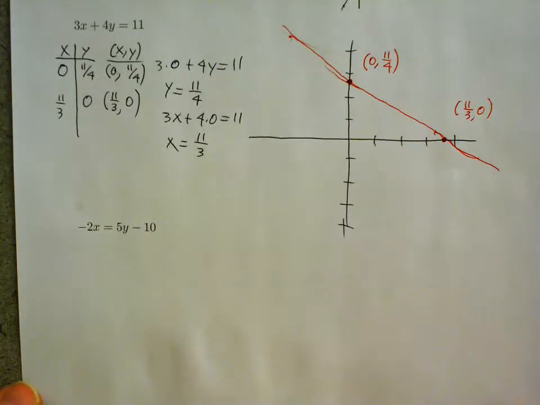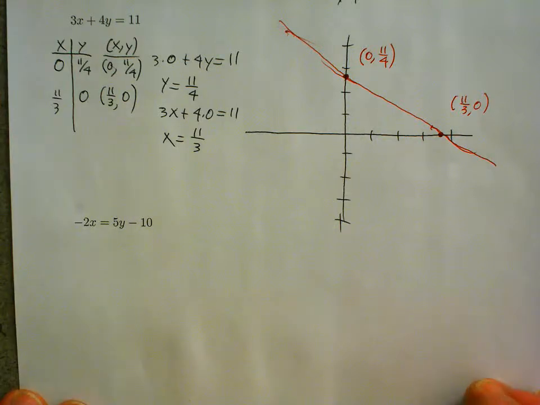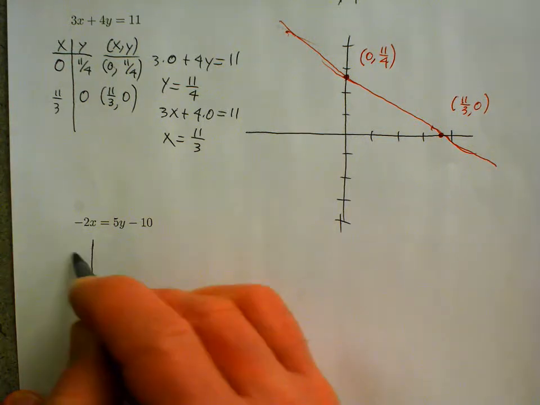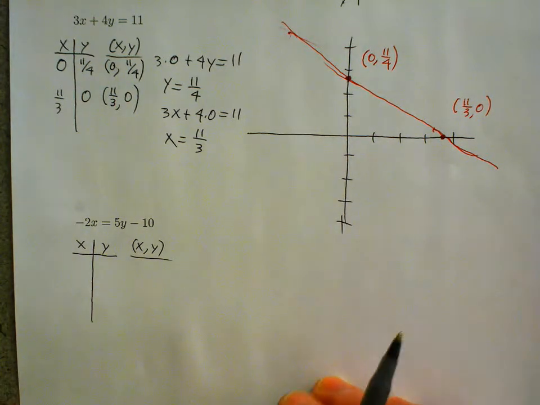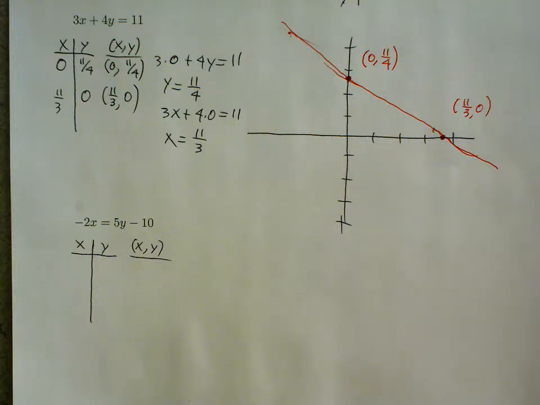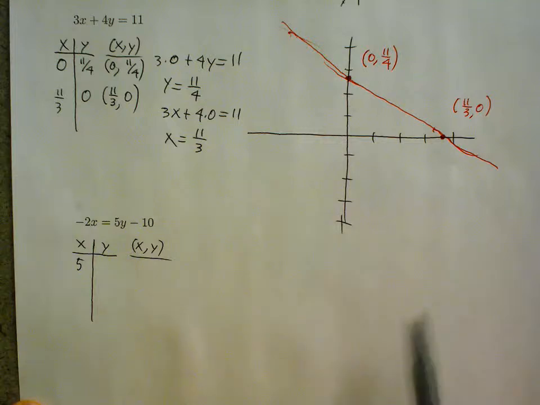Okay, let's do this last one. Negative 2x equals 5y minus 10. Okay, open season. Anybody can answer, even if you've answered half a dozen questions already. Find one ordered pair on the line. So x would be 5 and y would be 0. Okay, if x is 5, y is 0.